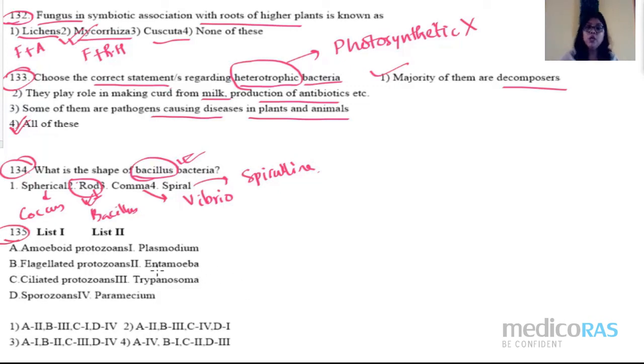Now come to question number 135. They have given two lists and we have to match them, right? Amoeboid protozoans are nothing but Entamoeba, so it's A. Flagellated protozoan is Trypanosoma, so I write B here. Ciliated protozoa is Paramecium. This also we know as an example, so it should be C here. And sporozoan is Plasmodium, the malaria disorder. So I write D here. Now choose the answer. You come to know that option 2 is the correct answer.